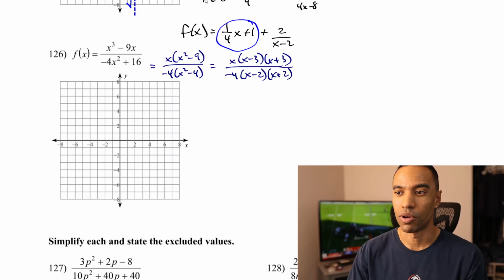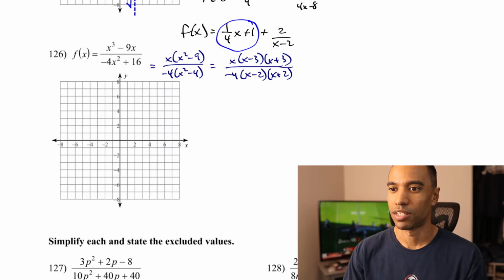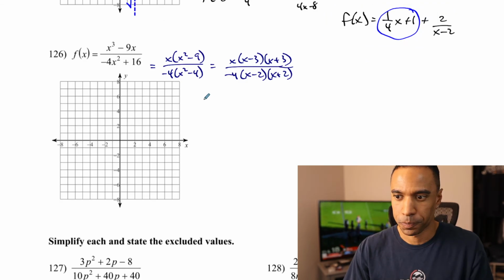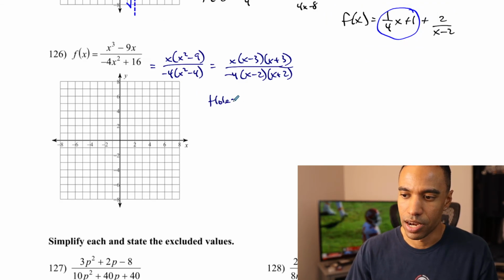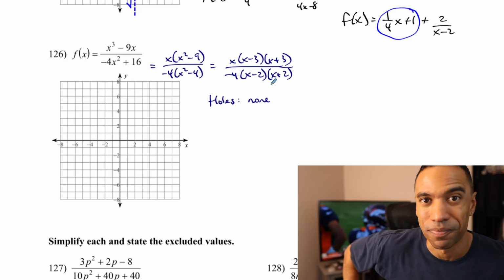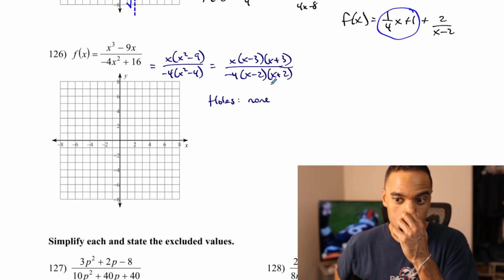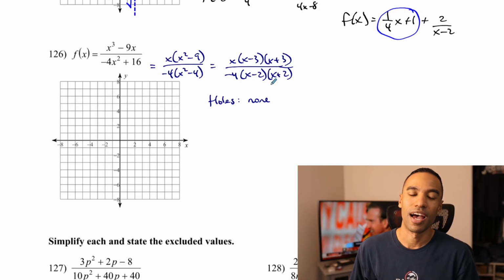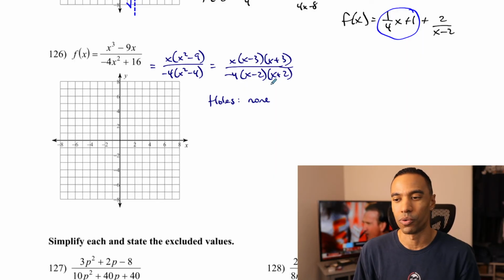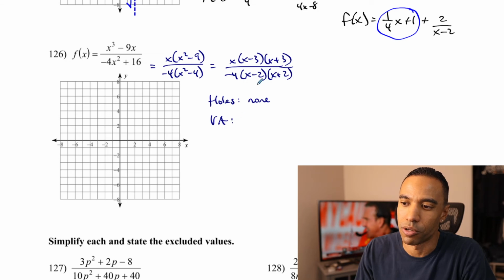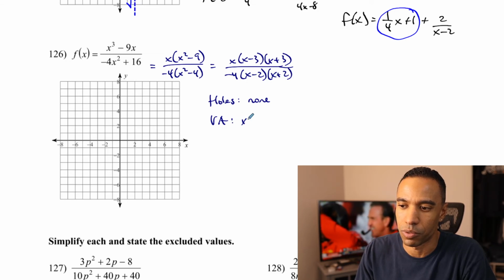Nothing canceled, so no holes. These are the only two things we're graphing. There's no problem with these being the only ones, but these were both slants. We didn't get any horizontals. I have some other videos where we do horizontals, but you get to play with slants, which is kind of nice. Vertical asymptotes are x equals 2 and x equals negative 2.